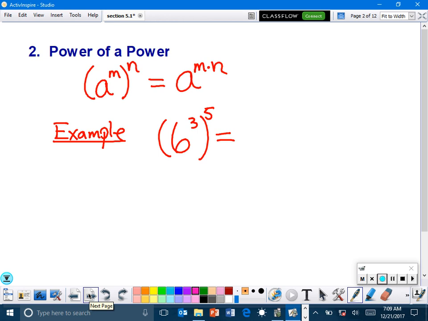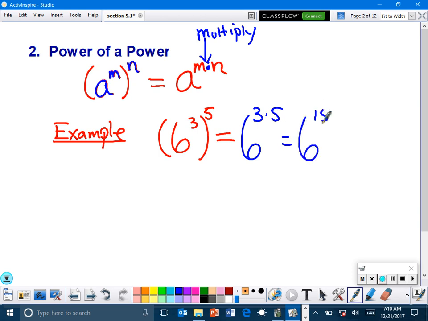Number 2 is called power of a power. You will notice in this problem that we have a base with an exponent with another exponent, an exponent to an exponent. So a power of a power. When we have a power of a power, we multiply the exponents. In this example, we have 6 to the 3rd to the 5th power. That simply means 6 to the 3rd times 5, which is 6 to the 15th power.